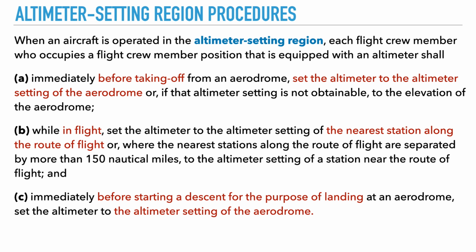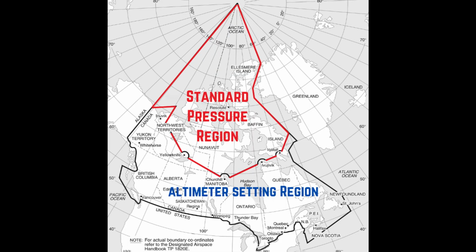flight, or where the nearest stations along the route of flight are separated by more than 150 nautical miles, to the altimeter setting of the station near the route of flight. And immediately before starting a descent for the purposes of landing at an aerodrome, set the altimeter to the altimeter setting of the aerodrome. These rules are if you're in the altimeter setting region. Now let's look at the rules for flying in the standard pressure region.